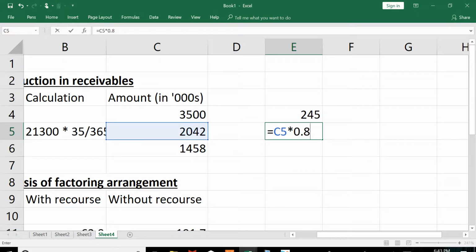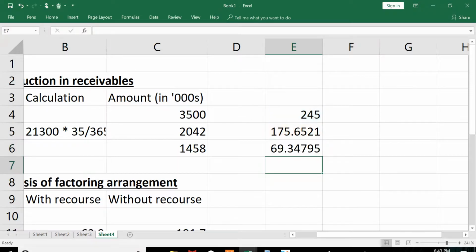80% of this he will take a loan at the rate of 9%, because the factor will give a loan only at the rate of 9%. For the balance 20%, I will again go to the bank and take a loan at the rate of 7%. One is at 9%, another is at 7%. In this process, I will end up saving interest of some 69 lakhs.